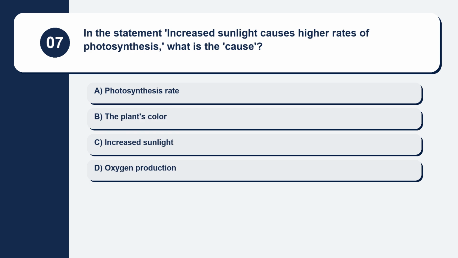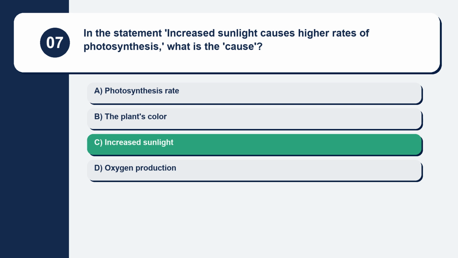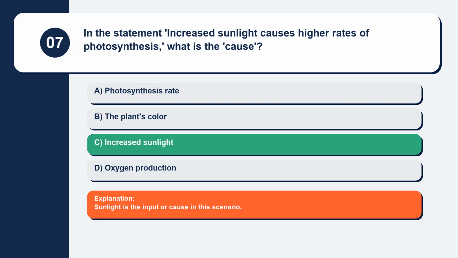Question 7. In the statement "increased sunlight causes higher rates of photosynthesis," what is the cause? Photosynthesis rate. The plant's color. Increased sunlight. Oxygen production. Sunlight is the input, or cause, in this scenario.